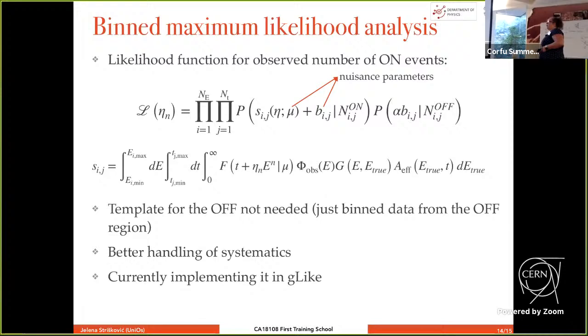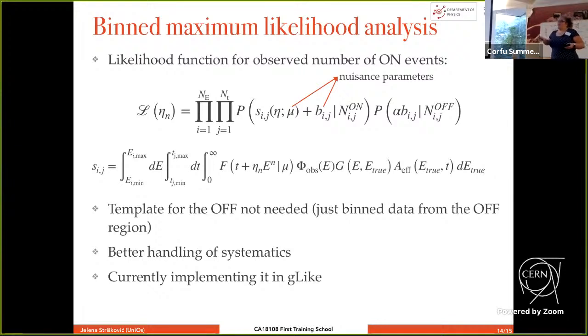The other method that we are using is the binned maximum likelihood method. So we have Poissonians of our on events and our off events, signal and background. And the big difference here is that the template for the off region is not needed anymore.